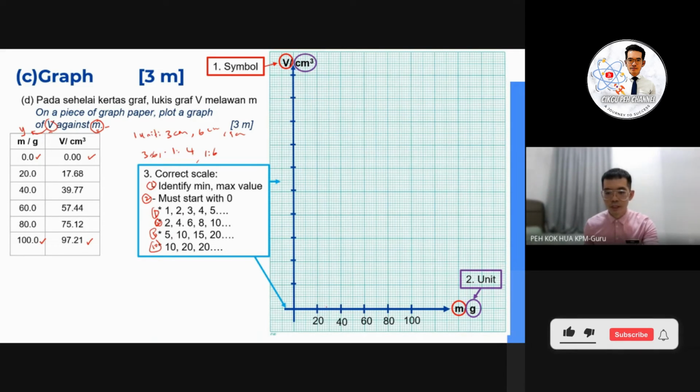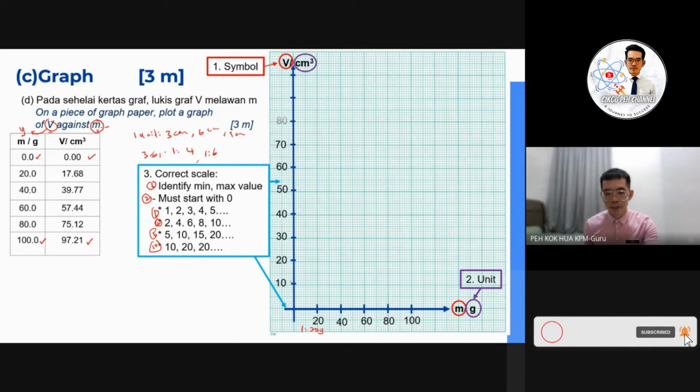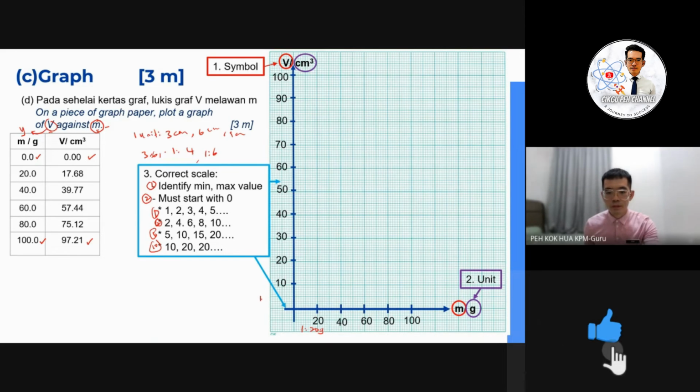So here you can see the scale I chose for my x-axis will be 1 unit to 20 gram. And second, you can see my y-axis scale will be 1 unit to 10 cm cube here, which is a multiple of 10.